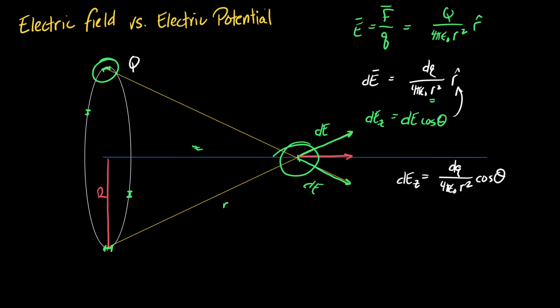Now, which of these things change when I go from this dq to that dq? Does the 4 change? Does the pi change? Does epsilon naught change? Does theta change? Does r change? None of those change. In fact, I could write this just a little bit differently and just put all the constants together. We okay so far?